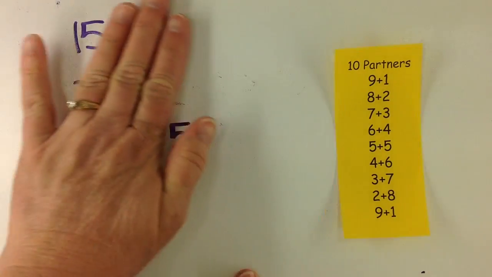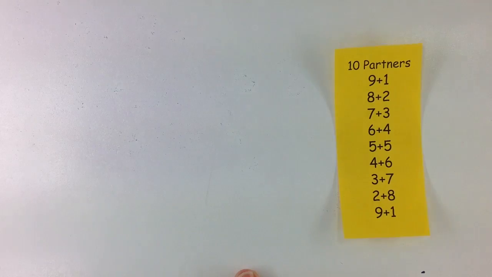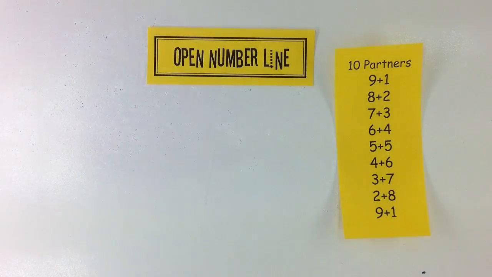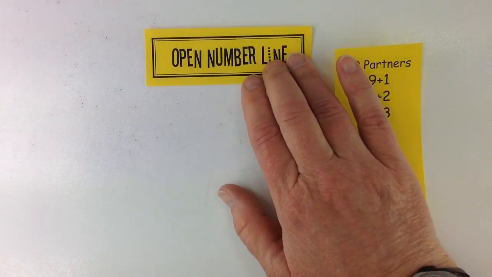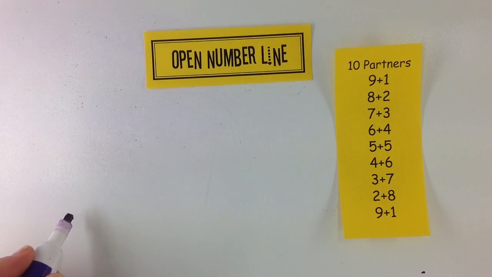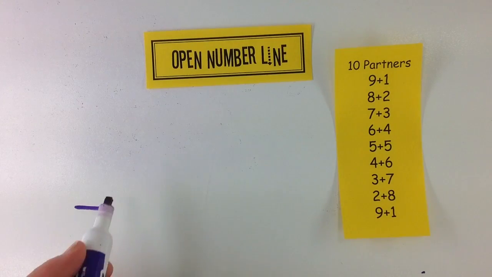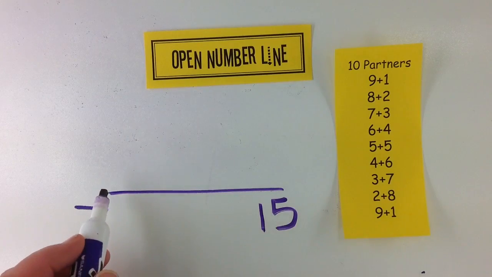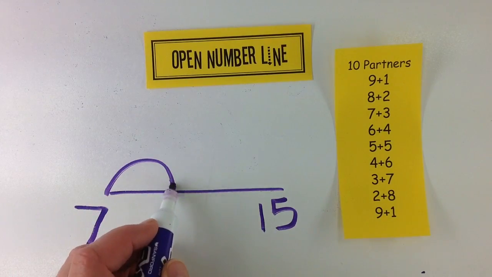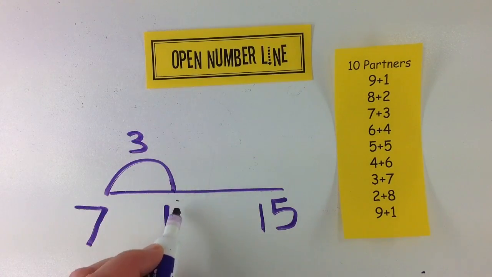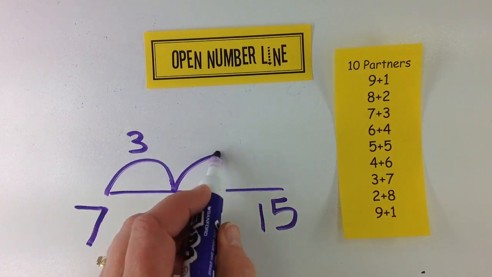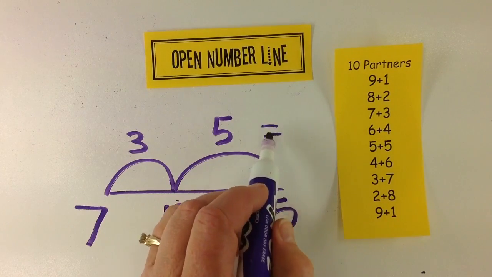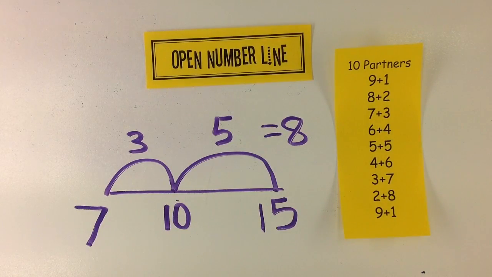It's even easier to see on one of my favorite strategies called an open number line. So here I'll show how that works. If we start over here with a 7 and then do our number line, we want to get up to 15. So we will jump up first to the 10 with a jump of 3, and then we know from 10 to 15 is 5. Then all we have to do is add the numbers we jumped up to get 8.